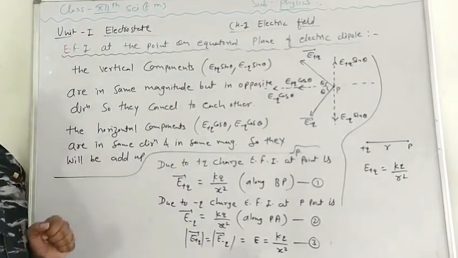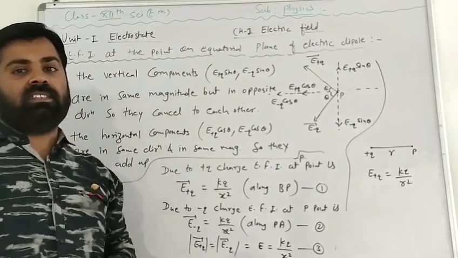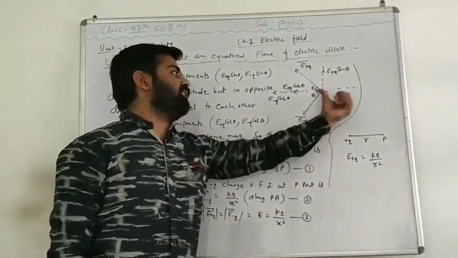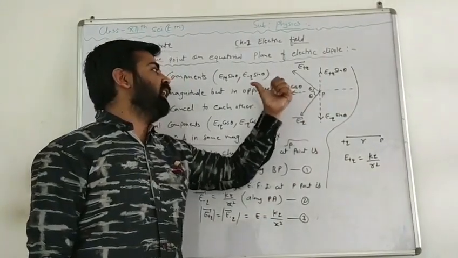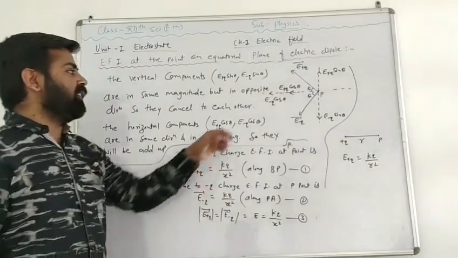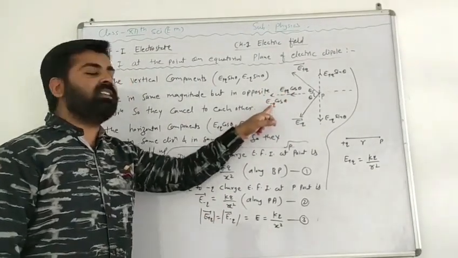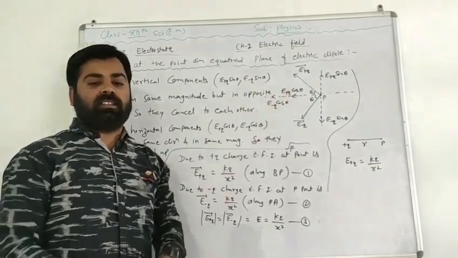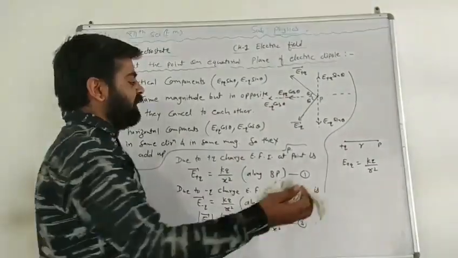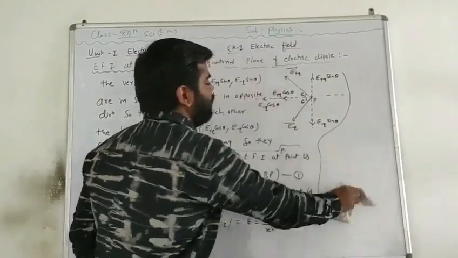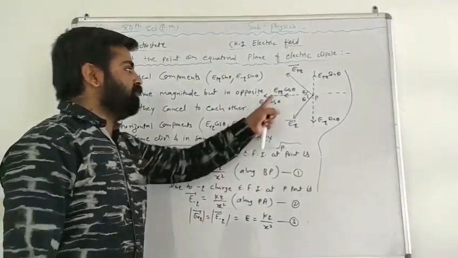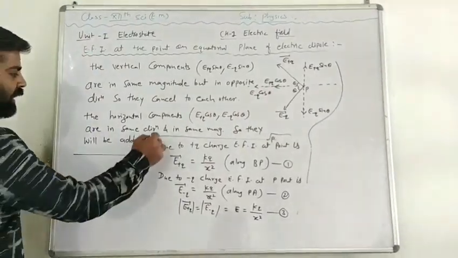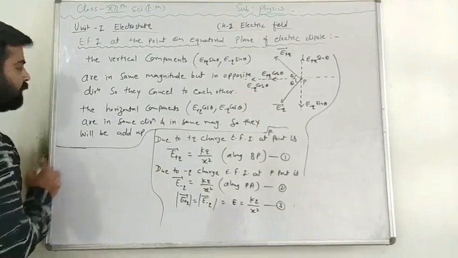Hence the resultant electric field intensity due to minus q and plus q charge is in this direction, and the magnitude is the sum of E plus q cos theta and E minus q cos theta, because both are in the same direction. So the resultant electric field intensity is given by E plus q cos theta and E minus q cos theta. I will write it here.